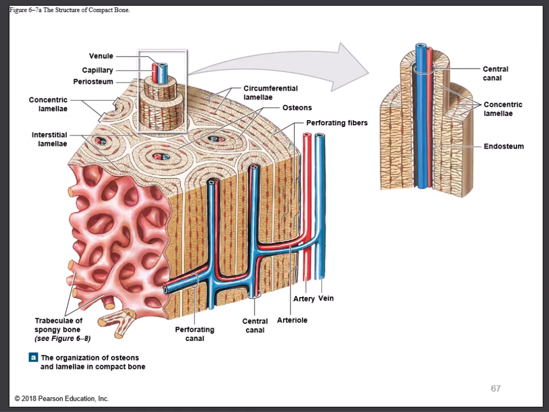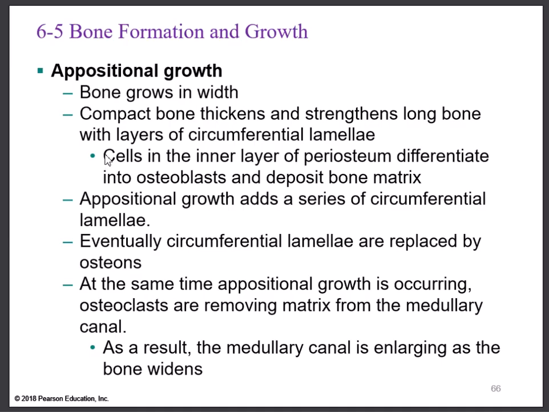And we did this in a previous lesson. I put this slide back here again just so you could see it. This is a piece of the compact bone. These are the circumferential lamellae. This ring, all of this. By adding these, the bone is going to get thicker. Okay, so that's what we're saying there. The compact bone thickens by adding layers of circumferential lamellae.